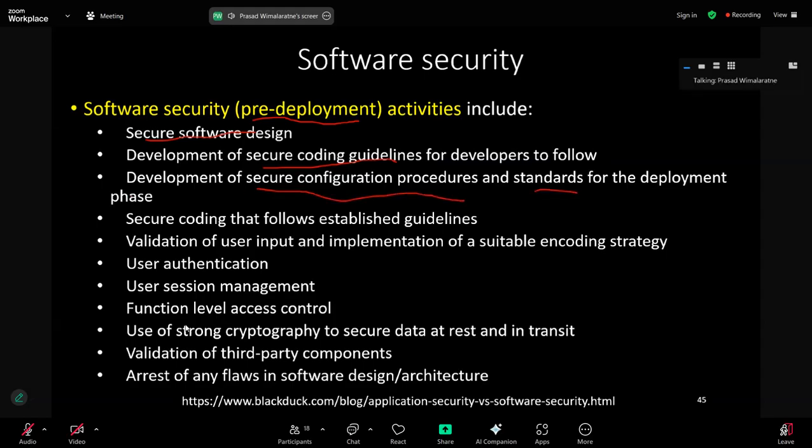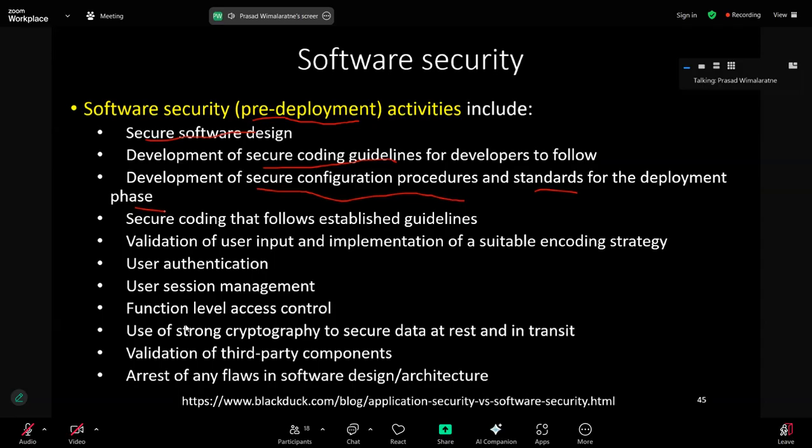and standards for deployment. Because even if you build a really good piece of software which is secure, but if it is going to sit on an unsecure server, your deployment has an issue, then the software is exposed. So therefore, secure configuration procedures are important, which we will discuss in detail later.